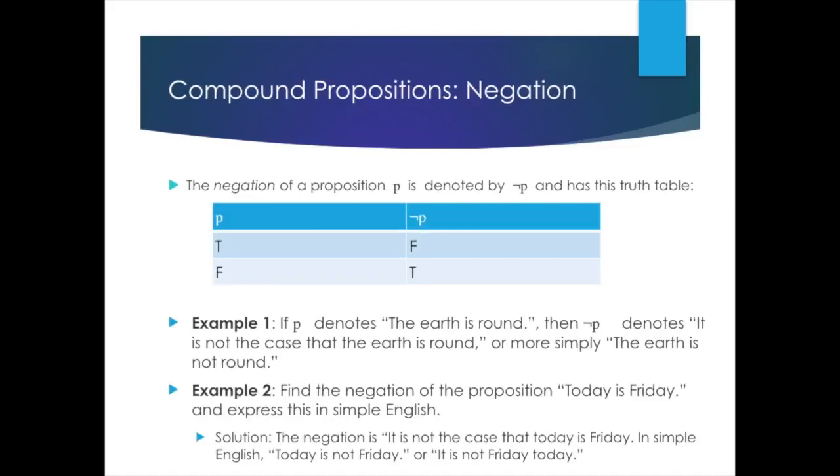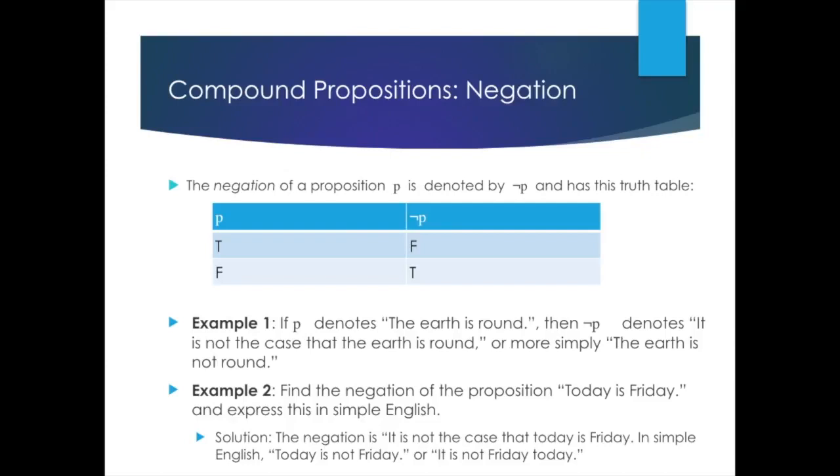The negation of a proposition P is denoted by not P and has the truth value as follows. If P is true, not P is false. If P is false, not P is true. Take the following example. If P denotes "the earth is round," then not P denotes "it is not the case that the earth is round," or you can simply say the earth is not round. So the first statement is true, and then the value of not P will be false.